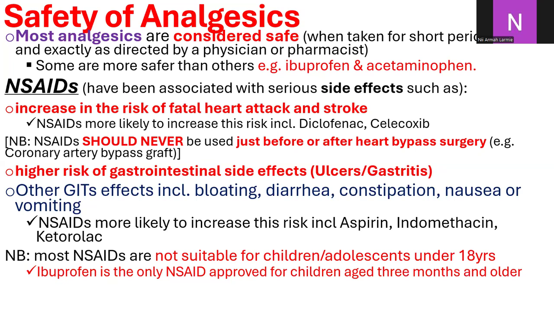Among the NSAIDs, ibuprofen and paracetamol are considered more safe than the others. Ibuprofen is considered so safe that you can even give it to children from 3 months upwards. It's the only NSAID that has been cleared to be used in children 3 months upwards. Then paracetamol or acetaminophen is also considered a safe analgesic, which can even be used from birth, even though nobody encourages that. If there's the need, it will be used, but nobody likes to give medicine. All right.